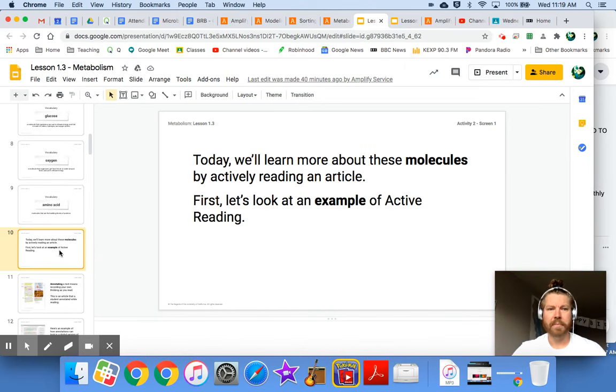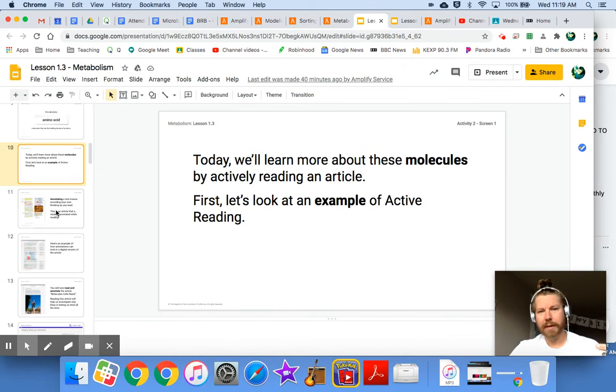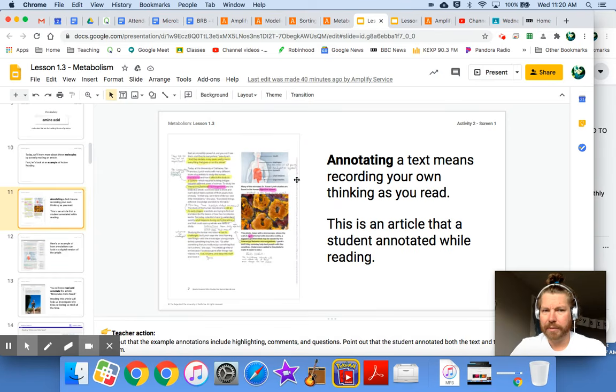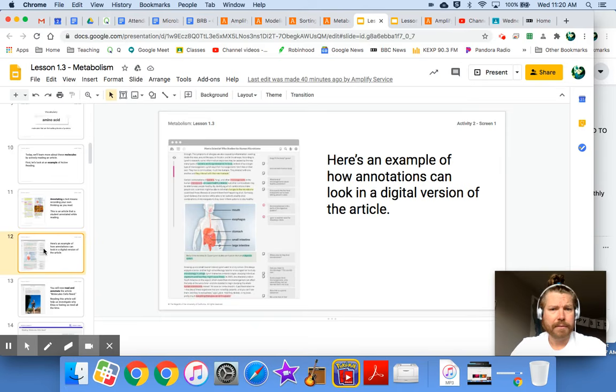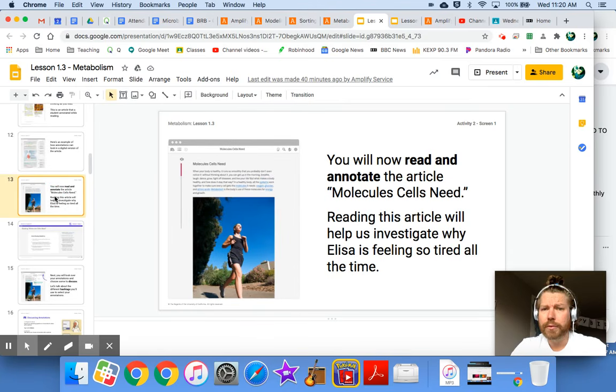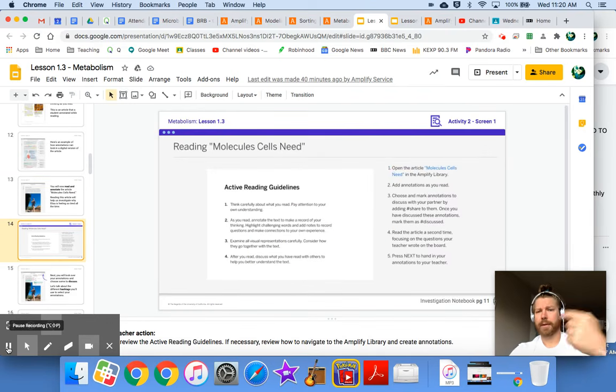So we're going to read an article. We've talked about active reading before, and we said active reading is when you are annotating your article, you're thinking about what you're reading. You're not just reading it so you can say, okay, I'm done reading, but you're actually thinking about it. You're trying to learn from it. You're highlighting, you're underlining, you're circling things. And you can do that electronically on the article in Amplify. So do that, read and annotate the article, Molecules Cells Need, and then once you finish that, come on back to me.